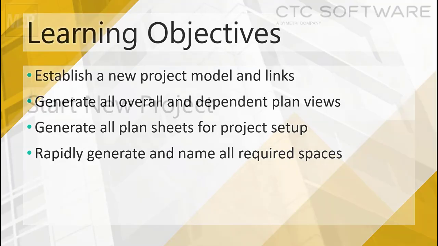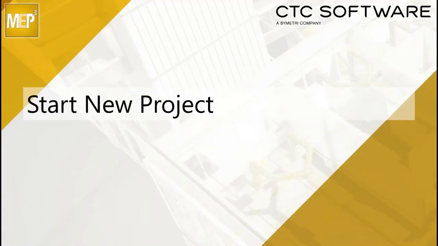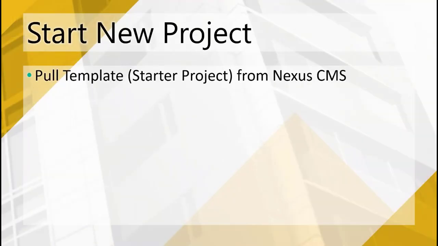So first off, let's talk about starting the brand new project, the exact steps that we need to go through to establish a new model, what we would recommend as it relates in this case to the MEP Productivity Pack. But again, keep in mind, this could be done for any discipline from any template. So what is the process?